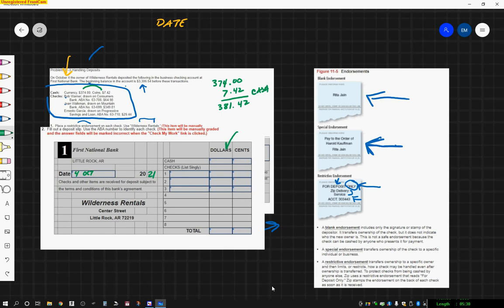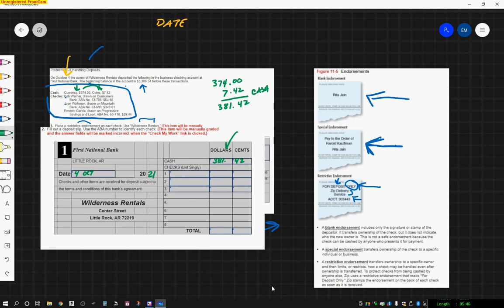That's how much cash. That's paper and coins. Indicate the cash on the deposit slip: $381.42.